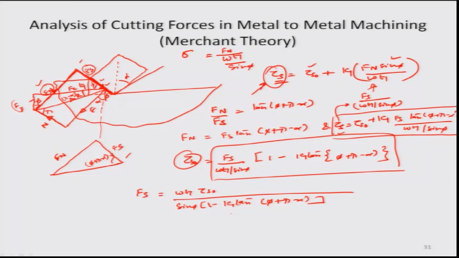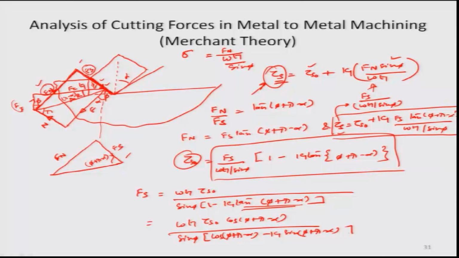Or in other words, if I open this up as a sine by cos ratio, I should be able to write it as Wt1 tau s naught times cos of phi plus lambda minus alpha divided by sine of phi times cos of phi plus lambda minus alpha minus k1 sine of phi plus lambda minus alpha.